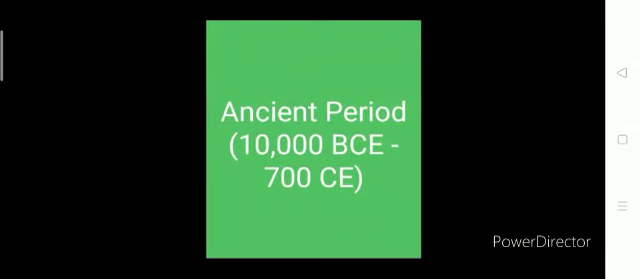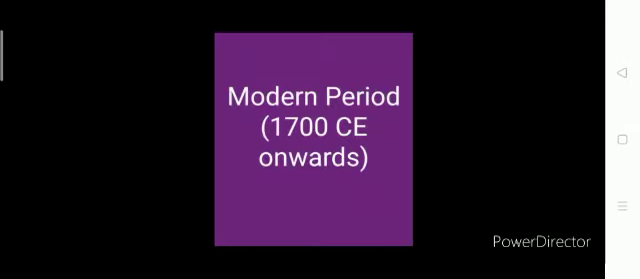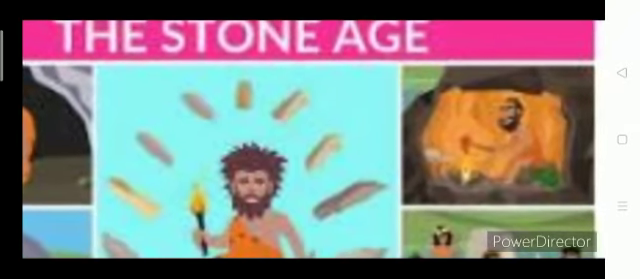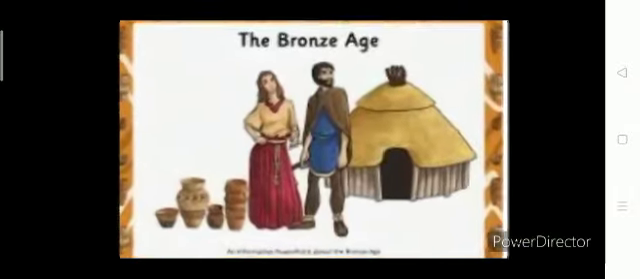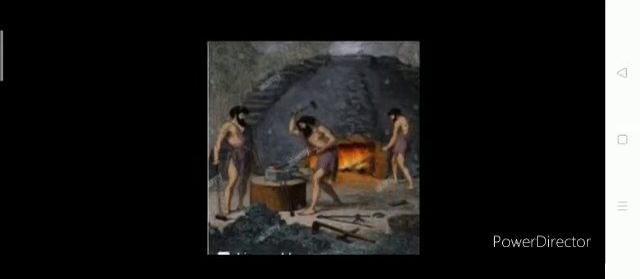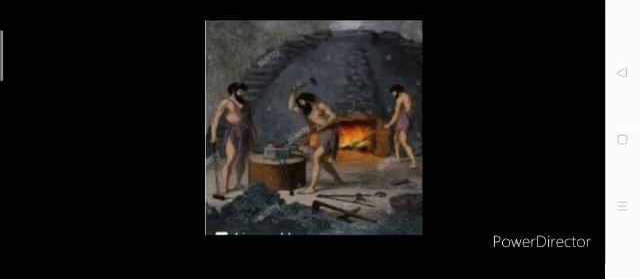So to understand history, it is divided by Indian historians into three periods: ancient, medieval and modern. The time period of the ancient period is 10,000 BCE to 700 CE. The ancient period comprises the Stone Age, Bronze Age and Iron Age, and also the Indus Valley civilization and the rise of the first dynasties, kings and kingdoms.